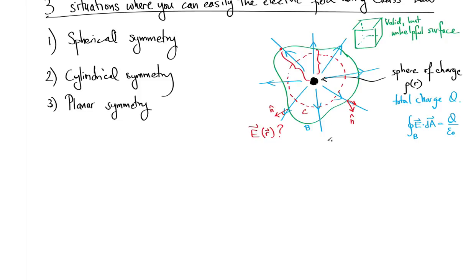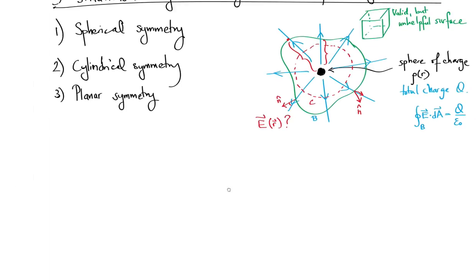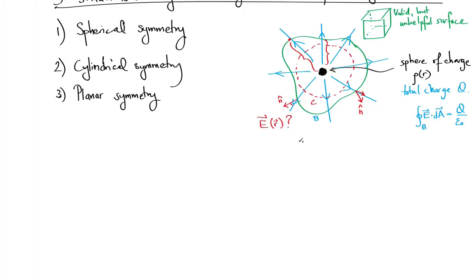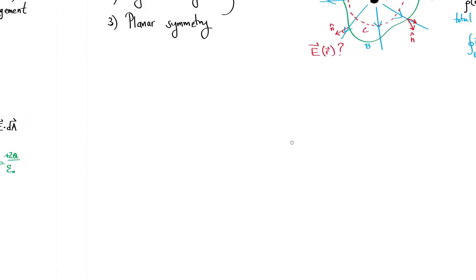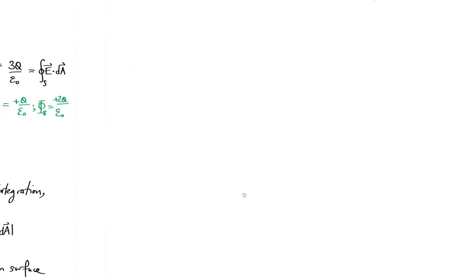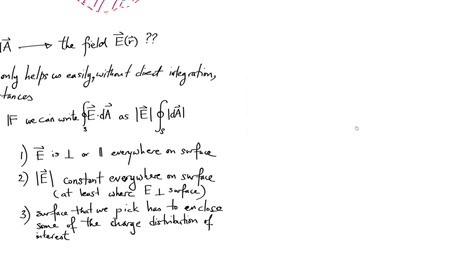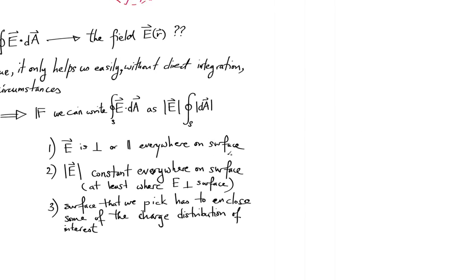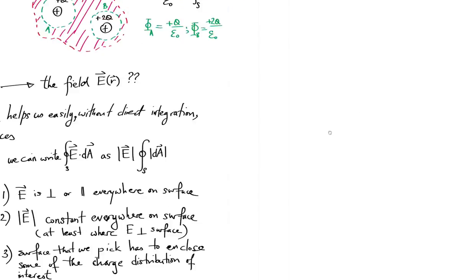So we know that this E dot dA over here, that dot product, just gives us magnitude E times dA, right? So you can see here the spherical surface does satisfy this condition. The electric field is parallel everywhere on the surface. The electric field is constant because it's equidistant from the charge distribution, and the surface is enclosing the charge distribution.